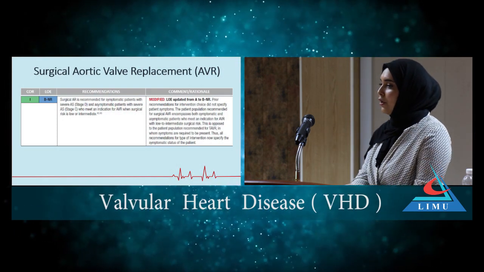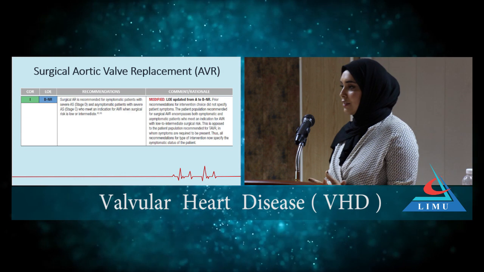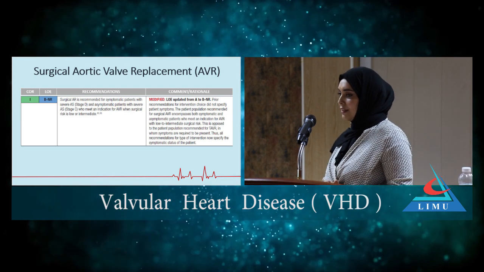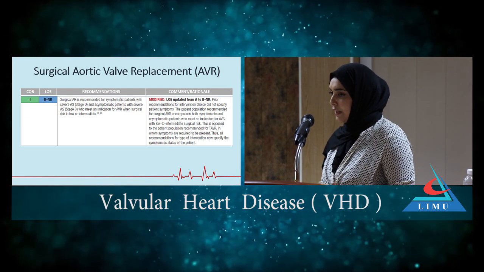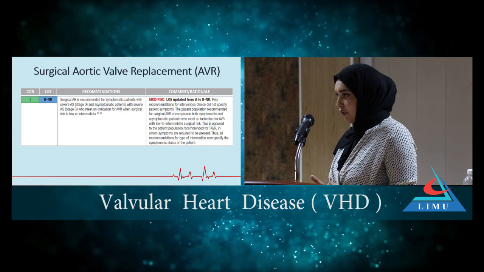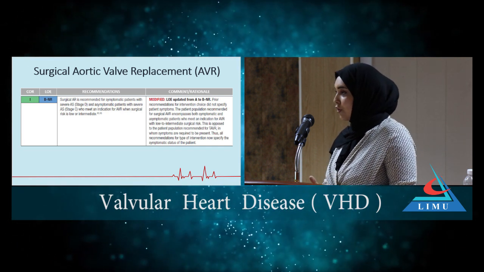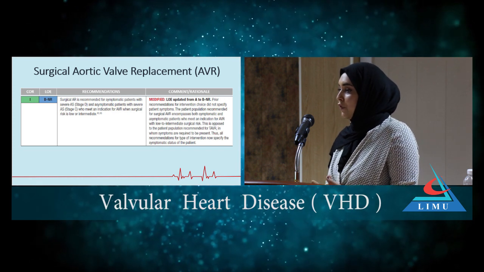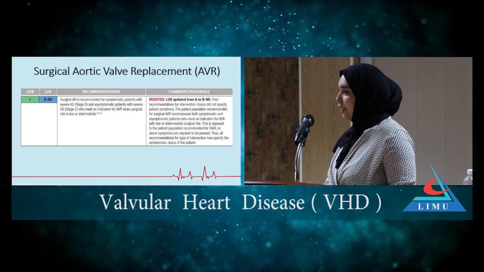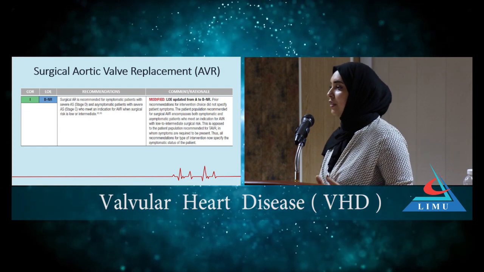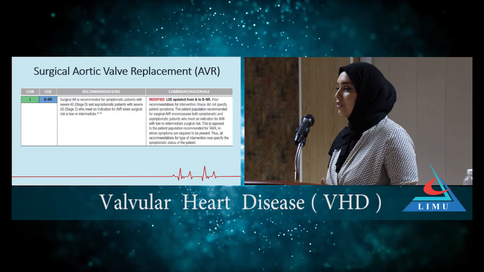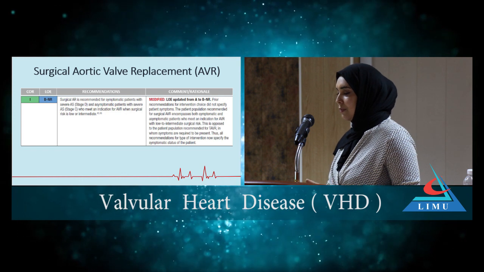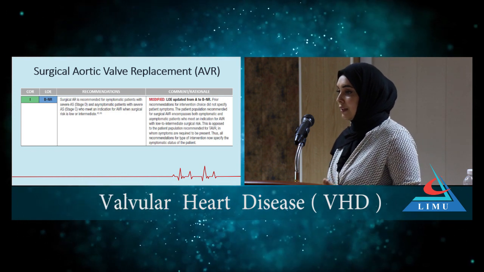First of all, surgical aortic valve replacement. This is a Class 1 recommendation, and this is recommended in symptomatic and asymptomatic patients who meet an indication for aortic valve replacement and whose surgical risk is low or intermediate. The level of evidence has been updated from A to B-R. Prior recommendations did not take into consideration the symptomatic status of the patients, whereas now both symptomatic and asymptomatic patients are encompassed in these guidelines.